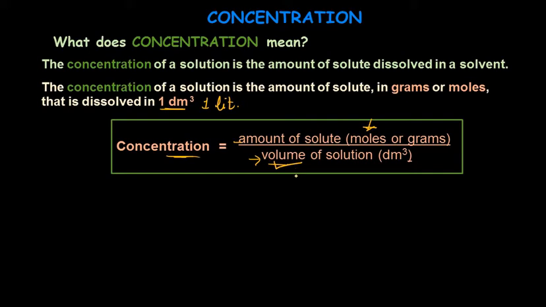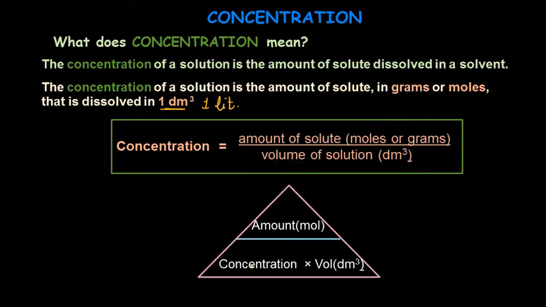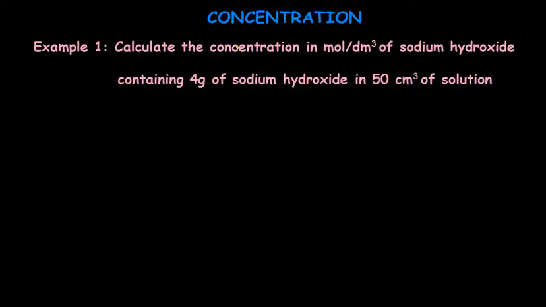So let's have a triangle of the formula. When you want to find out concentration, it is moles divided by volume. If you want to find out the volume, then it is moles or grams divided by the concentration. Or if we want to find out the moles, it is concentration multiplied by volume. So with the help of this triangle, you can find out the formula for calculating any of these three terms interrelated with each other. Now let's understand the concept of concentration with the help of some numericals.